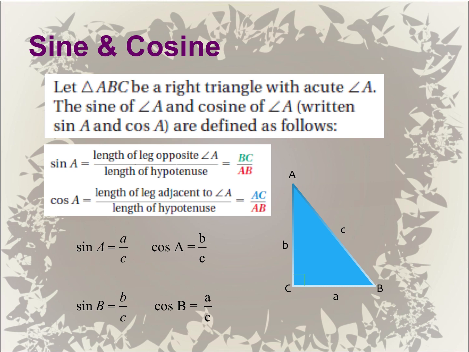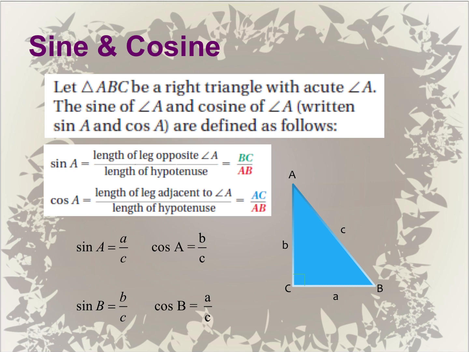So, for triangle ABC, let it be a right triangle with an acute angle A. The sine of angle A and the cosine of angle A, written as sine A and cosine A, are defined as follows. So, sine A is the length of the leg opposite angle A over the hypotenuse. So, in this case, it would be BC over AB. And the cosine A is the length of the leg adjacent to angle A over the length of the hypotenuse. So in this case, it would be AC over AB.